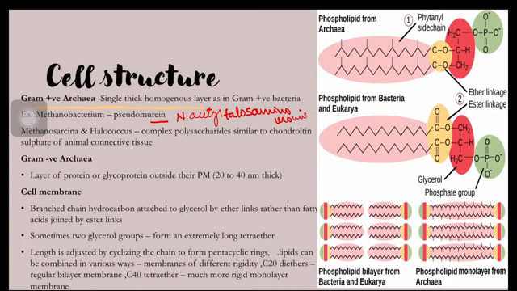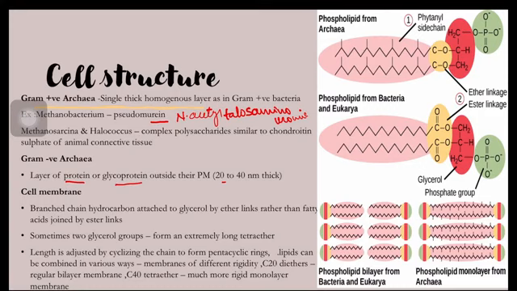Gram-negative Archaebacteria lack the outer membrane. Instead, they have a surface layer of protein or glycoprotein outside the plasma membrane. This layer may be 20 to 40 nanometers in thickness.